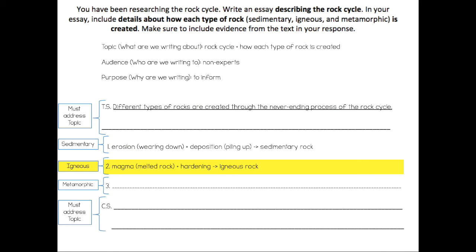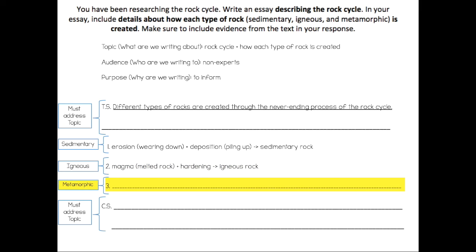Going back to my outline, we have magma or melted rock plus hardening leads to igneous rock. Again, using our symbols in order to convey those ideas. We know when we go back to write our essay, we're going to convert those symbols into words in order to convey these ideas in complete sentences. But for now, these notes will help us to stay organized and make sure we have all the key information from the text that we need.